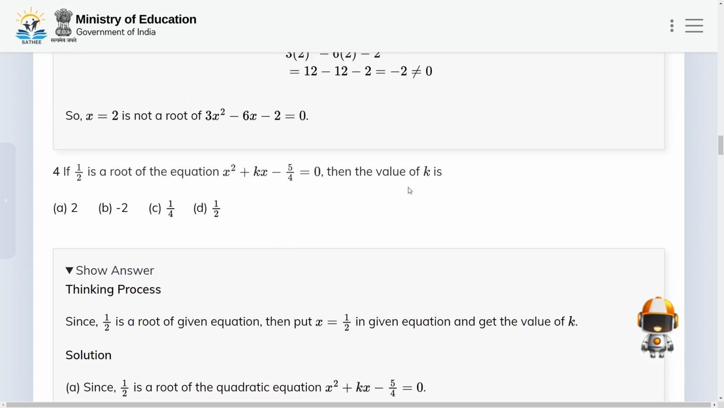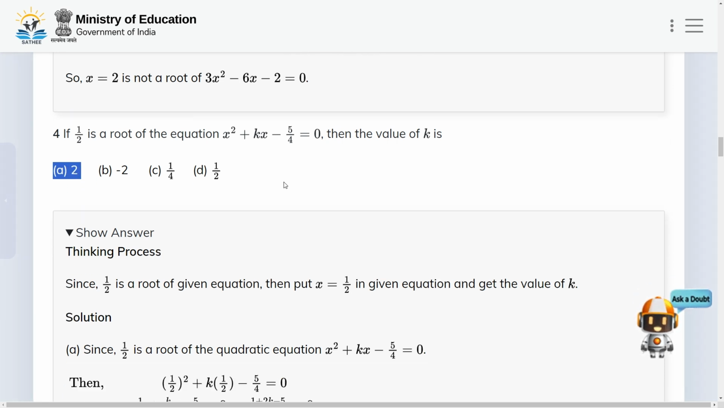So the value of k is 2. Okay, so if 1 by 2 is a root of the equation x square plus kx minus 5 by 4 is equal to 0, then the value of k is 2. So here option number A is the correct answer.